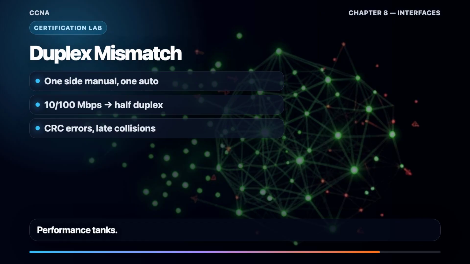Performance tanks. Speed mismatch is simpler. One side says 100 megabits per second. The other says 1000 megabits. The link does not come up. So both interfaces show down/down in show ip interface brief. Both lights are dark. You see the problem immediately.